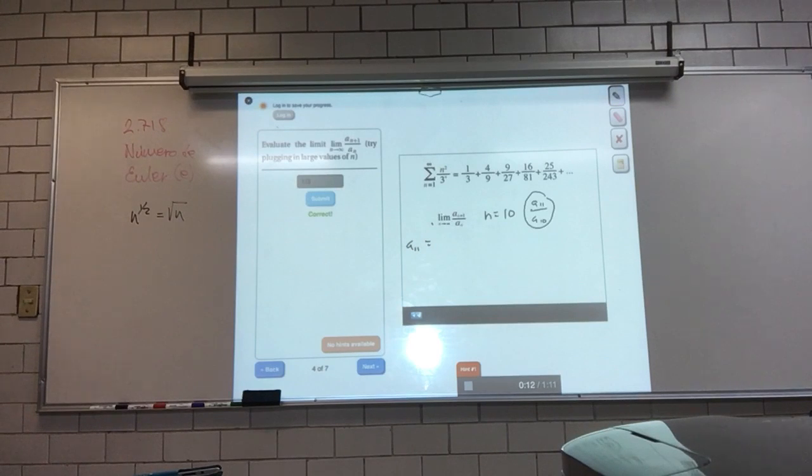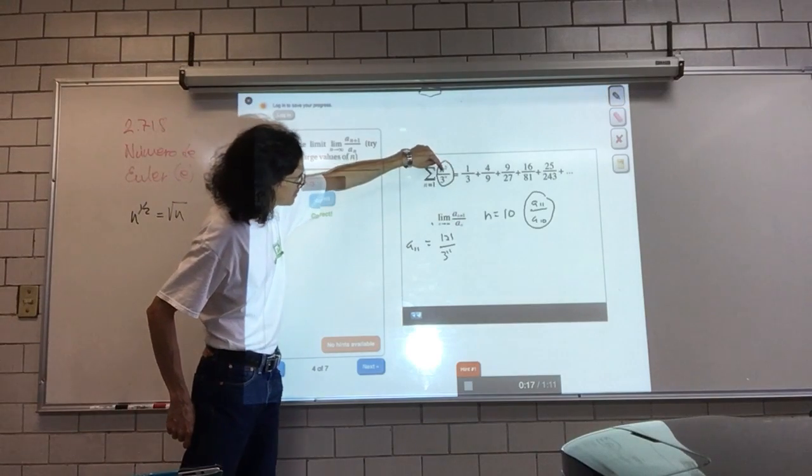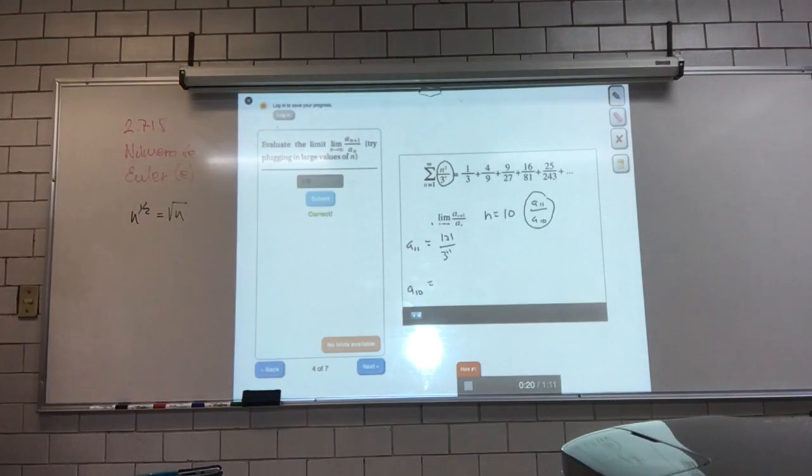Well, the 11th term of the series is 11 squared, which is 121, over 3 to the 11th power. And we're getting that from this formula right here. The 10th term of the series is 10 squared, which is 100, over 3 to the 10th power. And we want the ratio between these two terms. When we divide by this fraction, it's the same as multiplying by its reciprocal. So this is all equal to 121 over 3 to the 11th times 3 to the 10th over 100. And this 3 to the 10th cancels out 10 powers of the 3 down here. So this is equal to 121 over 3 times 100, which is 300.